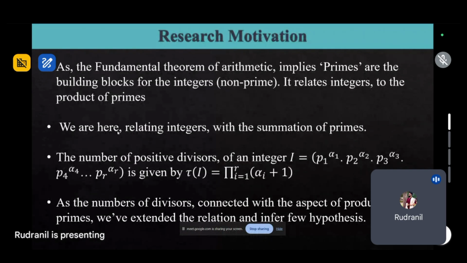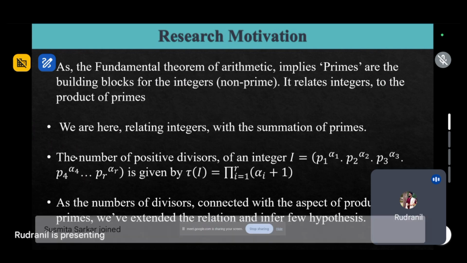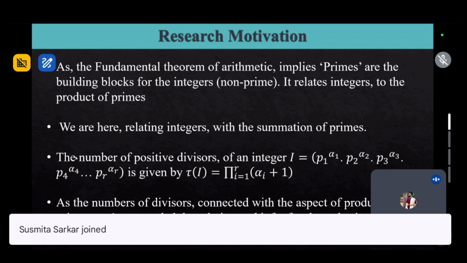Coming to the research motivation, as the fundamental theorem of arithmetic implies, primes are the building blocks for the integers. It relates the integers to the product of primes, whereas we are relating the summation of primes with the even and odd integers. If we consider a positive integer, then the number of positive divisors can be given as follows, denoted by tau of n, and the number of divisors is connected to the aspect of products of primes. We have extended the relation and inferred a few hypotheses.